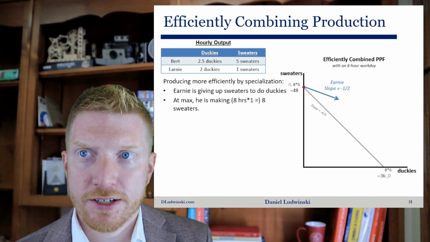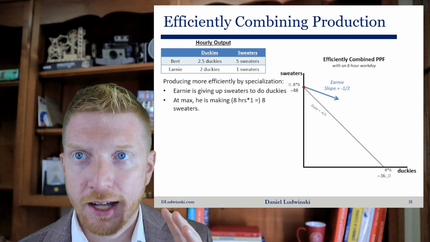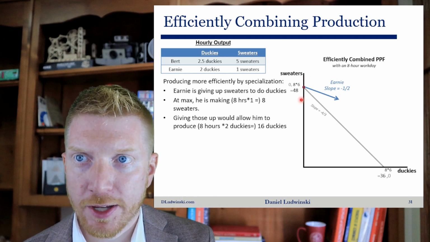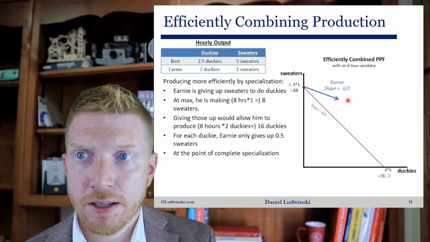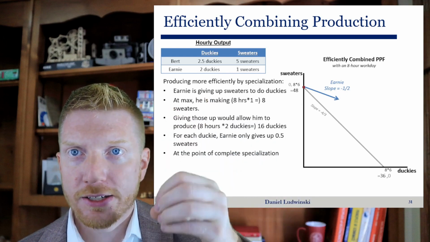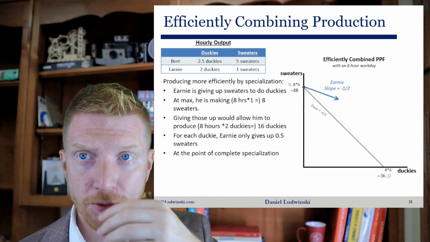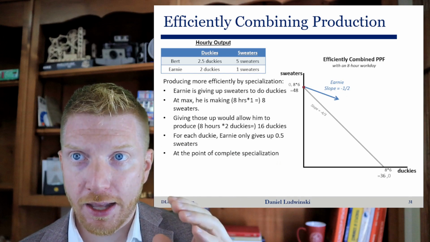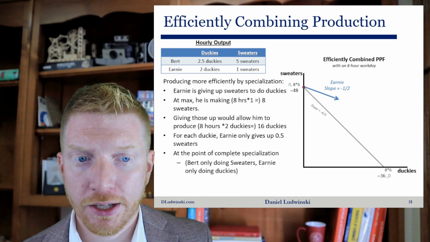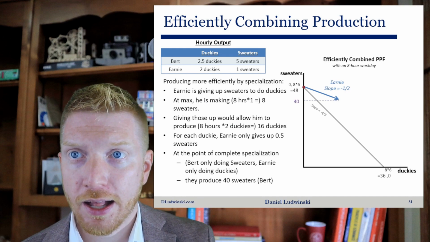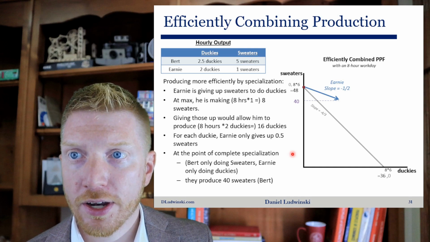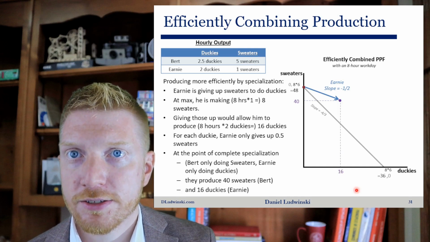However, Ernie has limitations. At max, he is making 8 sweaters, right? And giving up those 8 sweaters allows him to make 16 duckies. And so we hit this point where we are completely specialized, where Ernie is completely doing duckies and Bert is completely doing sweaters. And graphically in this setup, that is happening at the point where Bert is making 40 sweaters and Ernie is making 16 duckies.